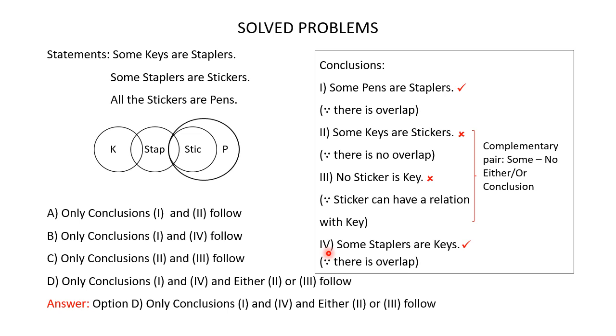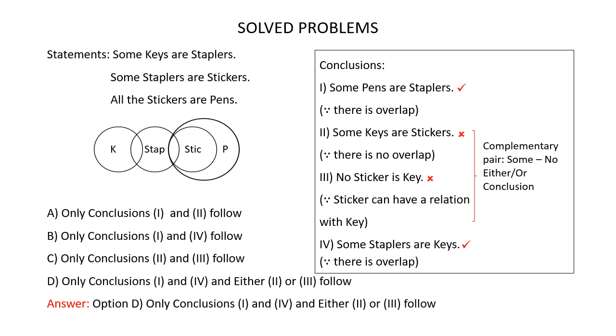Conclusion 4. Some staplers are keys. So you have staplers here and keys here in the Venn diagram. Clearly, as you can see here, there's a partial overlap between staplers and keys. This means the conclusion some staplers are keys is correct. Conclusion 4 follows. Now, as you can see here, conclusion 1 and conclusion 4 follow.